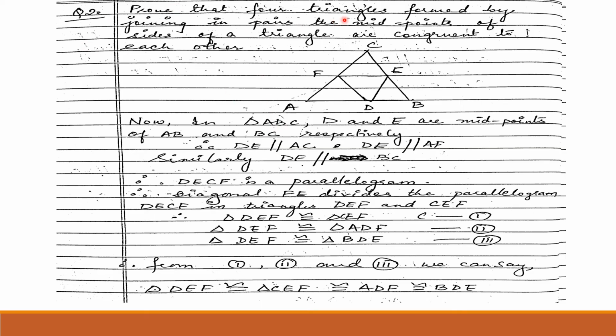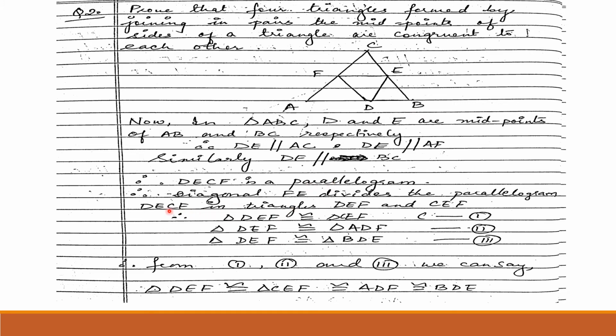The next question is: prove that the four triangles formed by joining in pairs the midpoints of the sides of a triangle are congruent to each other. Now, if we see the triangle ABC, D and E are the midpoints of AB and BC respectively. Therefore, we can say that DE is parallel to the side AC. We can also write that DE is parallel to the side AF. Similarly, DF is parallel to the side BC. Therefore, we can say that DECF is a parallelogram.